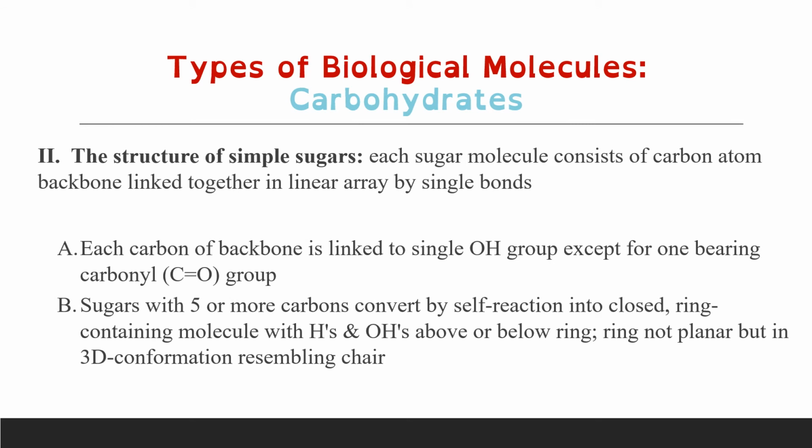The structure of simple sugars. So each sugar molecule consists of carbon atoms that have a backbone linked together in a linear array by single bonds. So each carbon of the backbone is linked to a single hydroxyl group except for one bearing a carbonyl group. Sugars with 5 or more carbons convert by self-reaction into a closed ring-containing molecule with hydrogens and hydroxyls above or below the ring, and the ring is not planar but in a 3D conformational form resembling a chair.